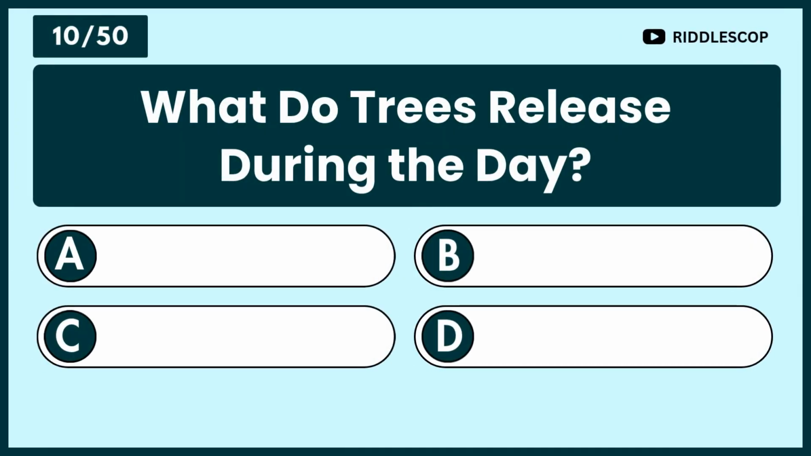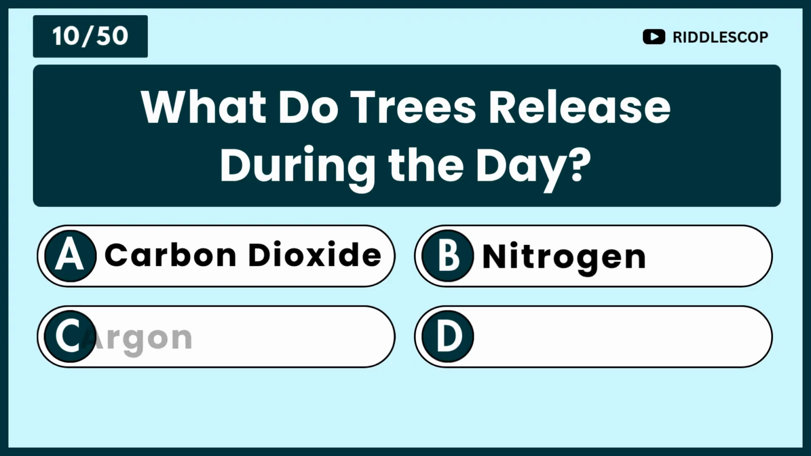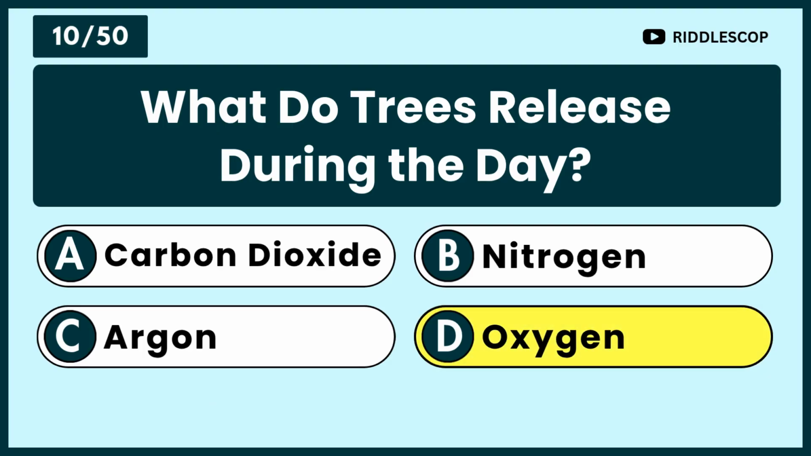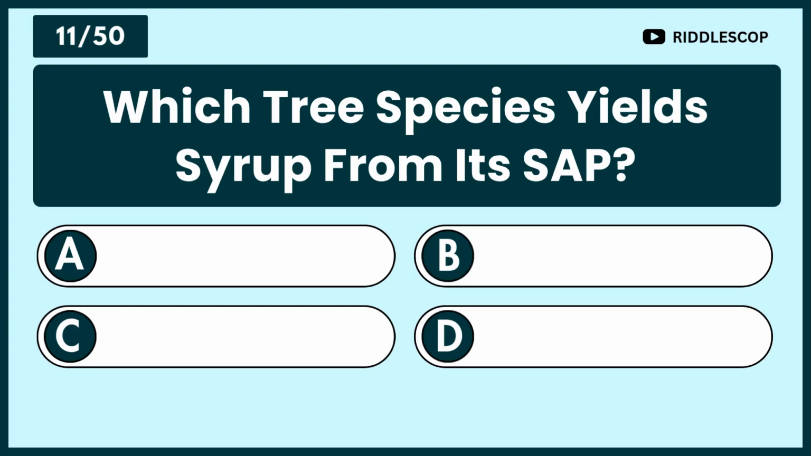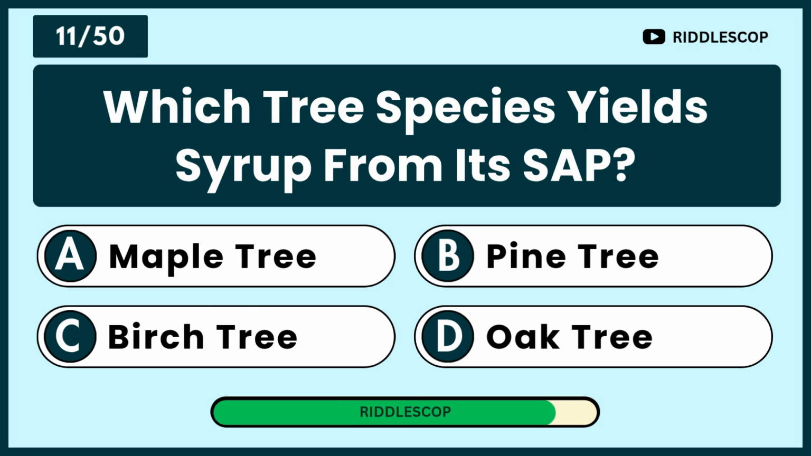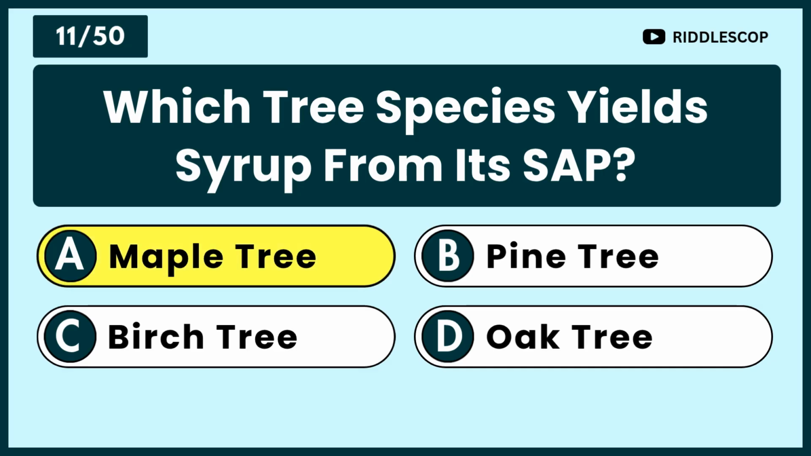What do trees release during the day? Option D. Oxygen. Which tree species yields syrup from its sap? Option A. Maple tree.